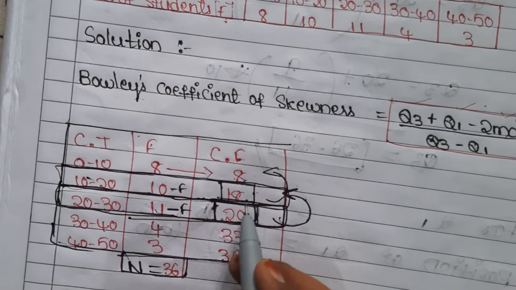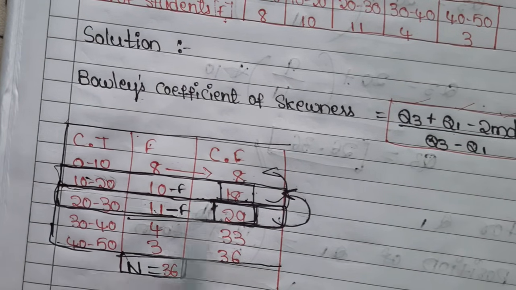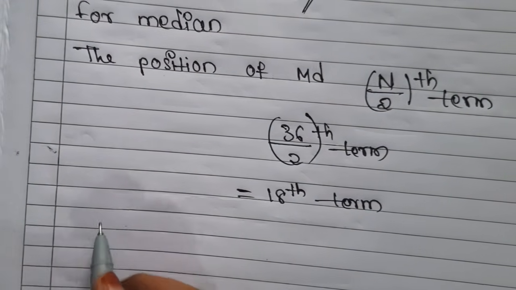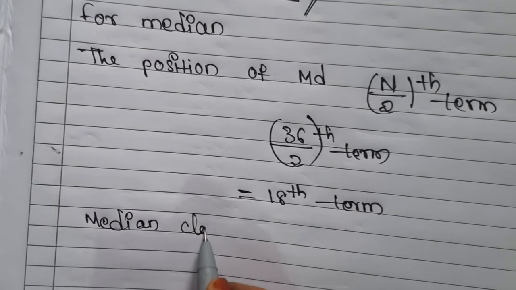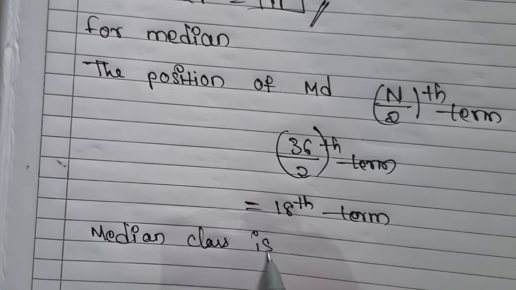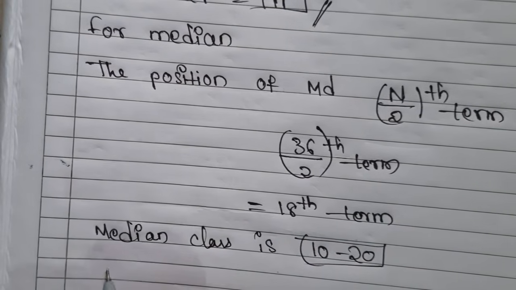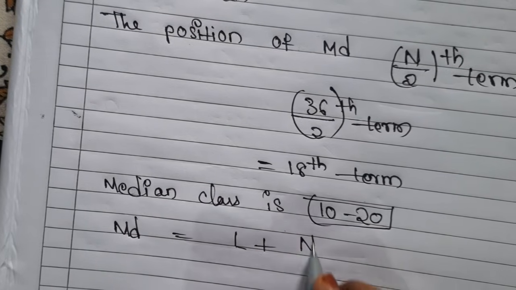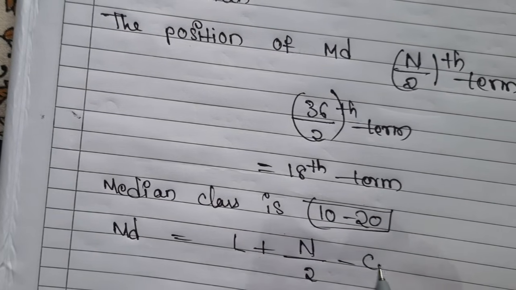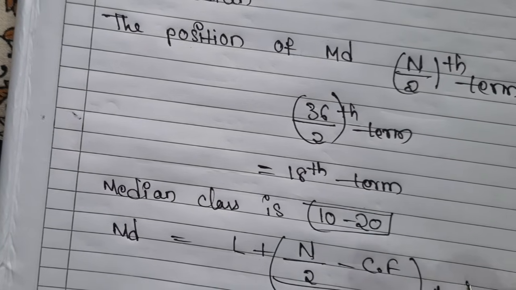Okay, 18. In which class interval it lies? It lies between 10 to 20 only. So 18th term is there. That is why we are going to write like median class is in 10 to 20 class interval. Okay, so now median formula, let us see. What is the formula of median? L plus n by 2 minus cumulative frequency by f multiplied by I.